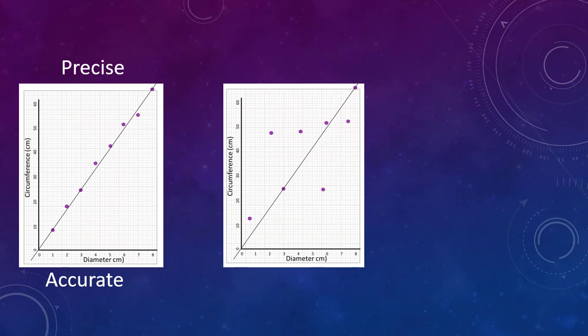This second graph is all over the place. We can draw a best fit line, but that really isn't what it is. Only a couple of the data points are anywhere near what we were trying to define as our general trend. So this graph is neither accurate nor precise.